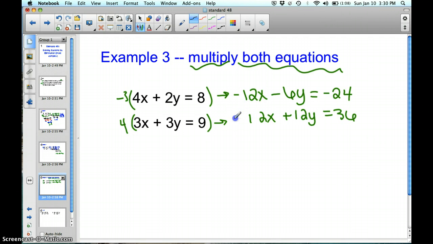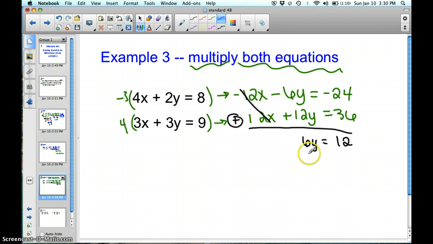All right, so let's add these together. When I add these together, negative 12x plus 12x, these are going to cancel out. Okay, remember that's what we want to happen. We want one of our variables to cancel out. Okay, so now I'm going to add negative 6y plus 12y. That's going to give me a positive 6y. And then we're going to do negative 24 plus 36, and that's going to give me a positive 12.